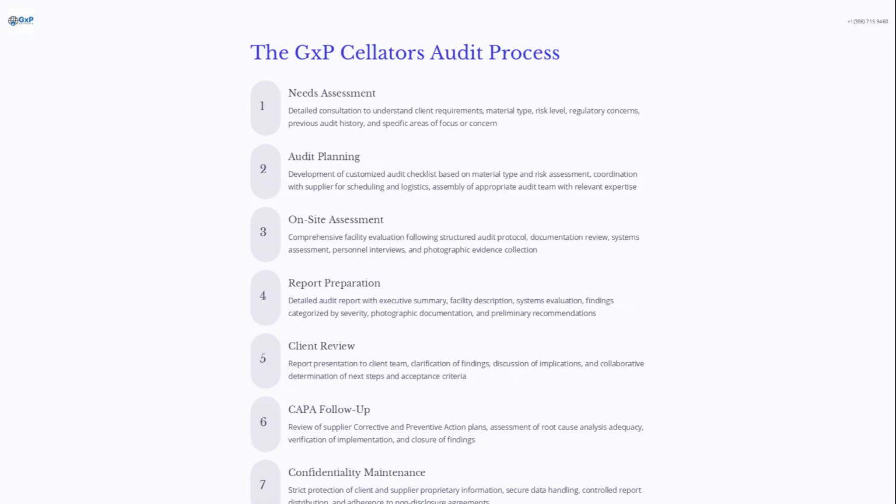The GXP Salator's audit process is a detailed and structured approach that includes needs assessment, audit planning, on-site assessment, and report preparation. This comprehensive process ensures thorough evaluation and continuous improvement for suppliers.